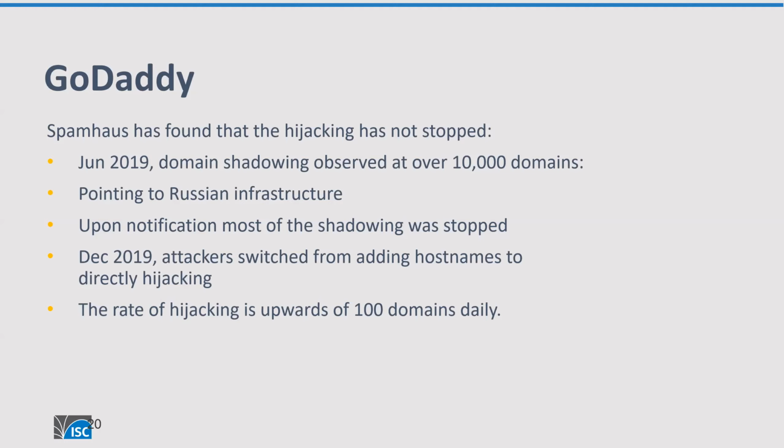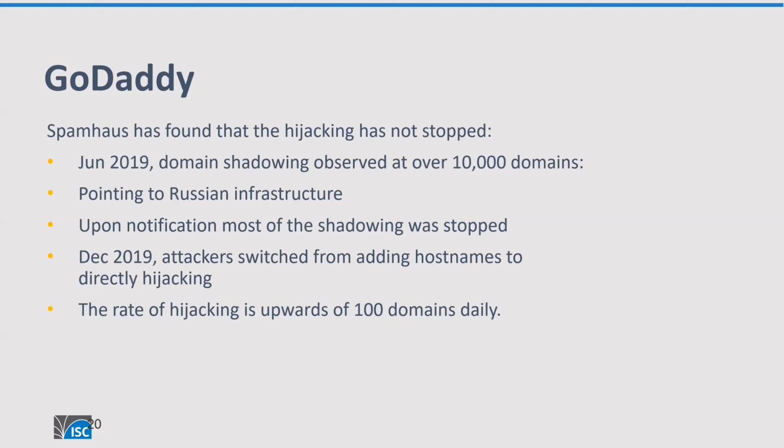So in June 2019, we saw a huge domain shadowing campaign happening, over 10,000 domains. The good news is that once it was brought to their attention, GoDaddy was able to snuff it out pretty quickly. And again, this is all pointing to Russian infrastructure. So it seems like this is a little bit connected between that spamming bear phenomenon and what we've been seeing. We're not 100% sure, but yes, it's all pointing to Russia.